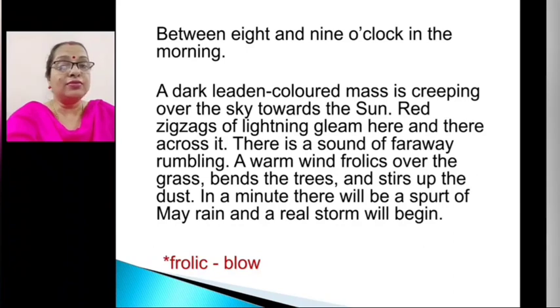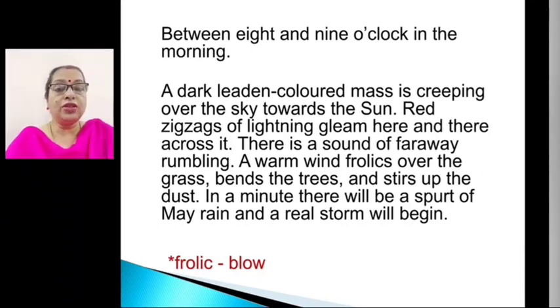What's the meaning of frolic? Blow. The story starts early in the morning, that is, between 8 and 9 o'clock. The sky is covered with dark, leaden-colored mass, that is, dark clouds, and there is lightning and thundering from a distance. A warm wind is blowing over the grass. It bends the trees and it becomes dusty. It shows that any moment the rain may begin.